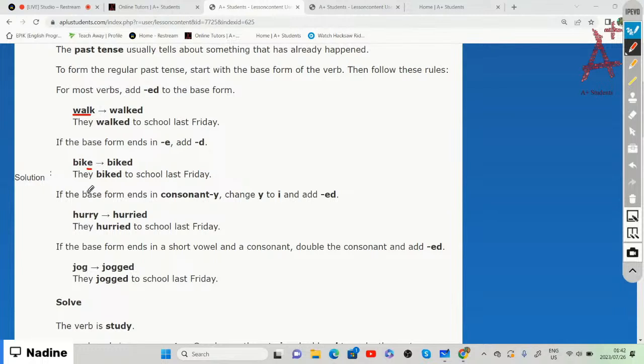So if the base form ends in a short vowel and a consonant, we need to then double the consonant and add ED. For example, jog. So today I jog. Yesterday I jogged. And it says if the base form ends in a short vowel and a consonant, then we double the consonant. Like, for example, jog, double G for jogged, ED.